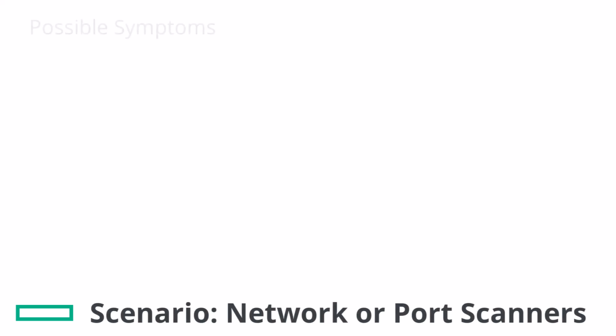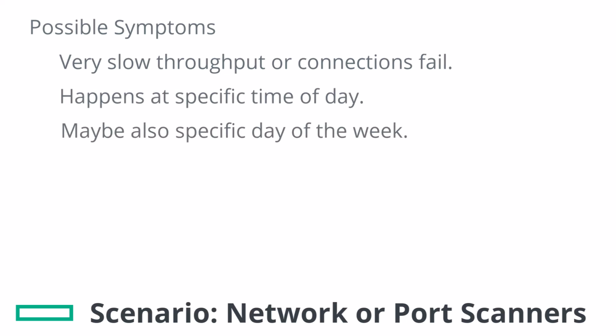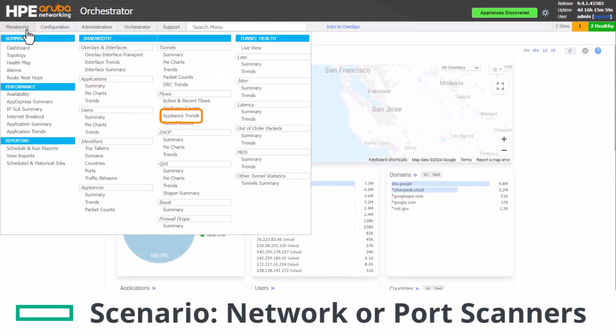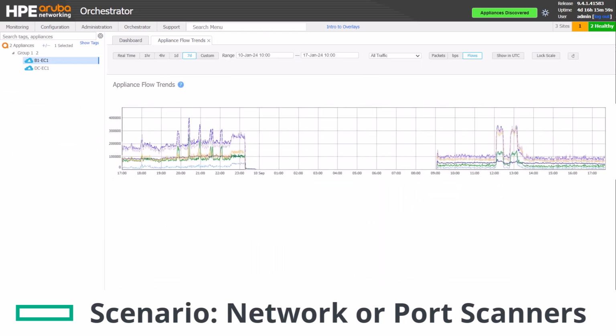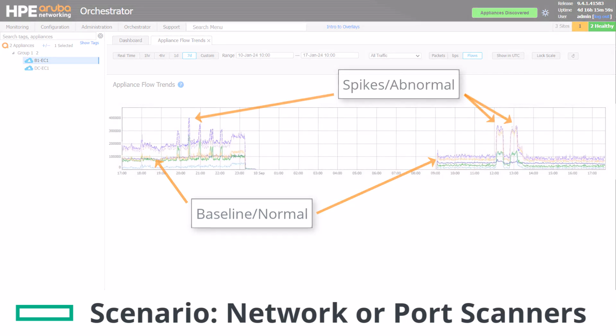This one isn't quite so frequent, but sometimes users may report very slow throughput or connections fail completely. They may report this at a specific time of day. On your orchestrator, examine Monitoring Flows Appliance Trends. This report will show you flow counts over time. See if there is a correlation between the time users report the problem and an unusual spike in flow counts.